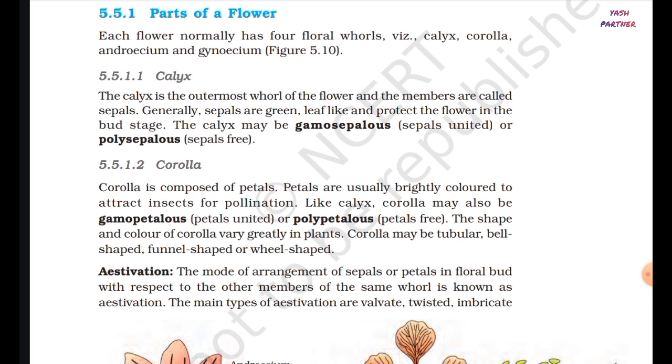5.5.1.2 Corolla. Corolla is composed of petals. Petals are usually brightly colored to attract insects for pollination. Like calyx, corolla may also be gamopetalous, petals united, or polypetalous, petals free. The shape and color of corolla vary greatly in plants. Corolla may be tubular, bell-shaped, funnel-shaped or wheel-shaped.